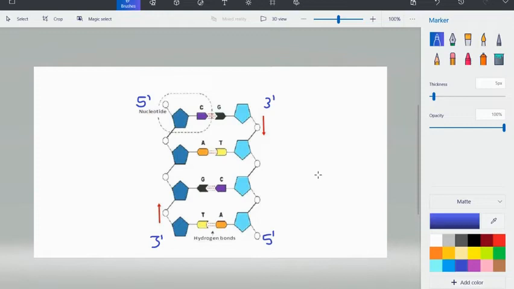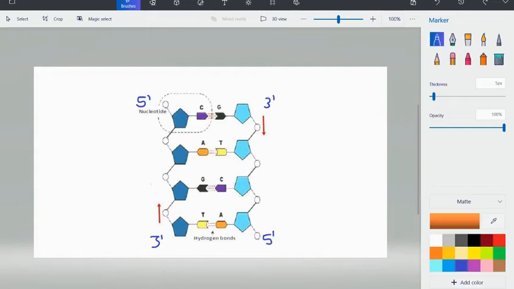So what you're seeing here, let's switch colors so that I can make it stand out. Right here is a single nucleotide. And this right here, this is your phosphate. This right here is your sugar. And this here is the base.